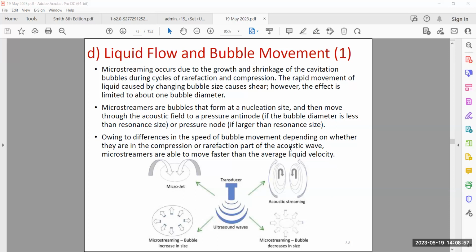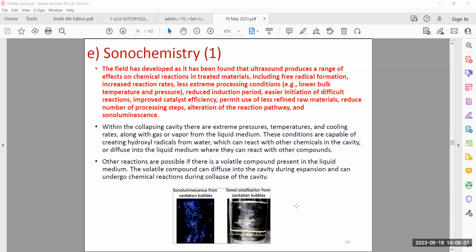And of course, there's another thing we call acoustic streaming. So what is acoustic streaming? It is basically sonochemistry. Sonochemistry is ultrasound producing a range of effects on chemical reactions in the treated material, including free radical formation, increased reaction rate, less extreme processing conditions, reduced induction period, easier initiation of a difficult reaction, improved catalyst efficiency, and permitting use of less refined raw material, and so on.